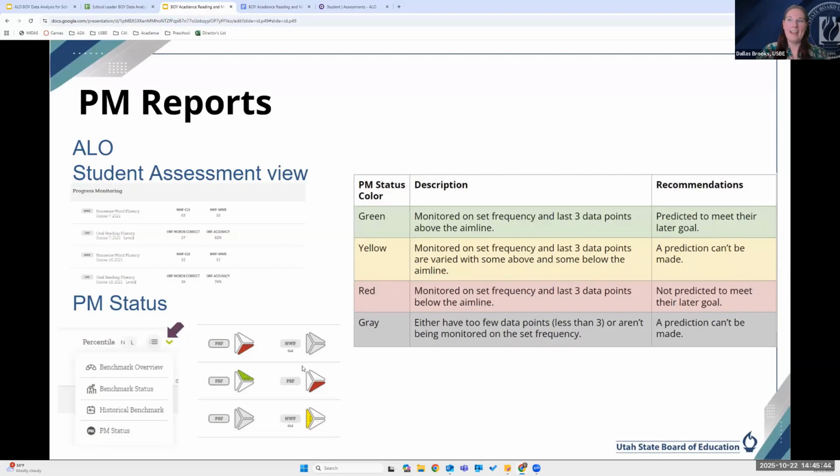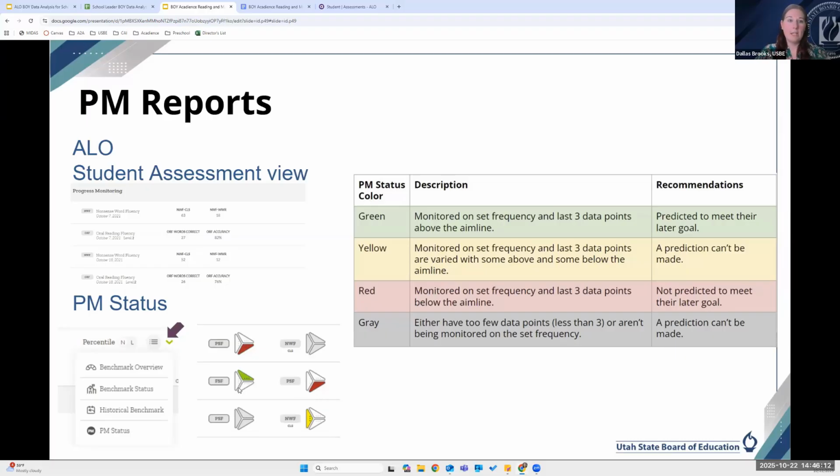I'm going to look at red now. So if I have a red triangle right here, it means again that this student is being progress monitored at rate. However, this student's last 3 progress monitoring probes have been below the aim line. So ALO is saying, hey, I'm making a prediction that this student is not going to reach their end of year goal. So something needs to change for this student. If it doesn't change, they're not going to reach their goal.